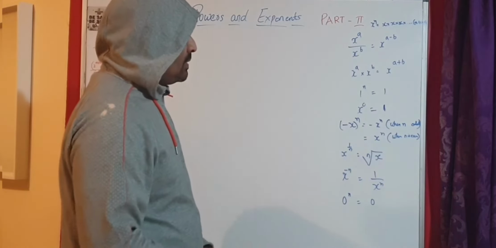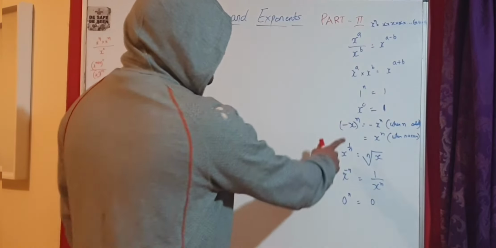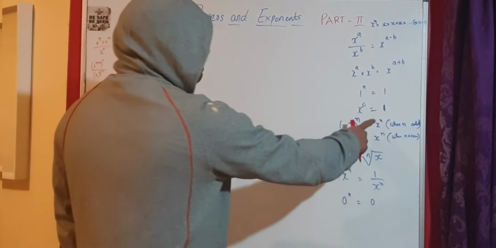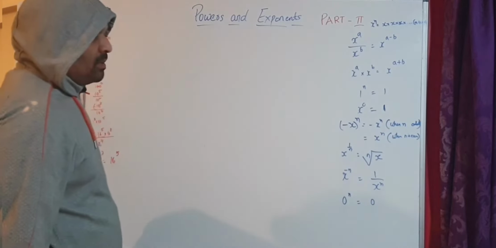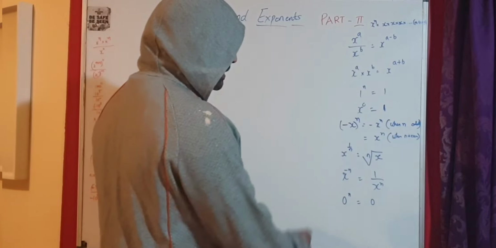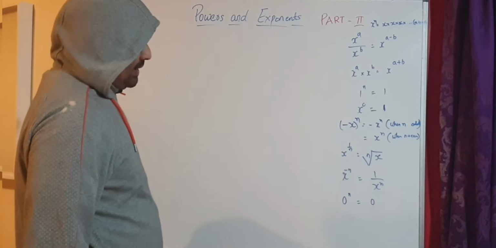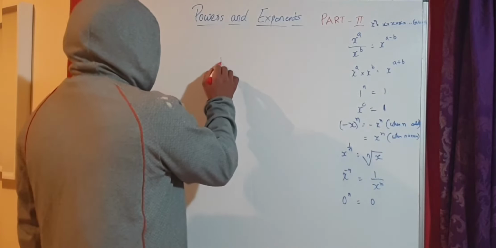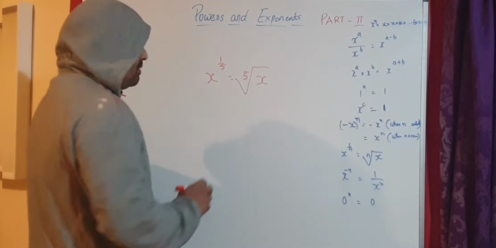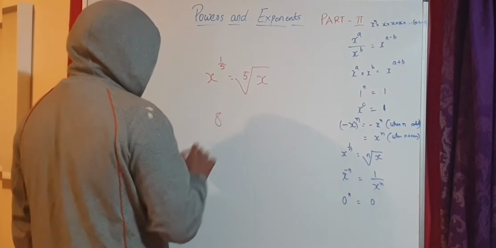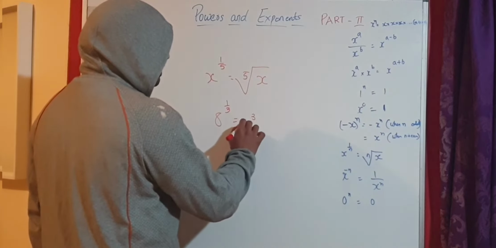The next one is x to the power of 0. That's a kind of identity that you have to remember. And minus x to the power of n is equal to minus x to the power of n if n is odd, whose value is going to be x to the power of n when n is an even number. This also we derived. And x to the power of 1 by n is equal to the nth root of x. For example, x to the power of 1 by 5 can also be written as the fifth root of x. Take an example: 8 to the power of 1 by 3 can be written as the cube root of 8.